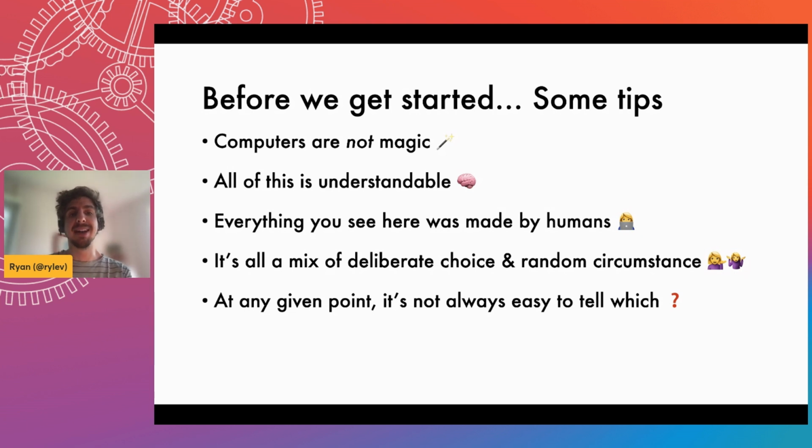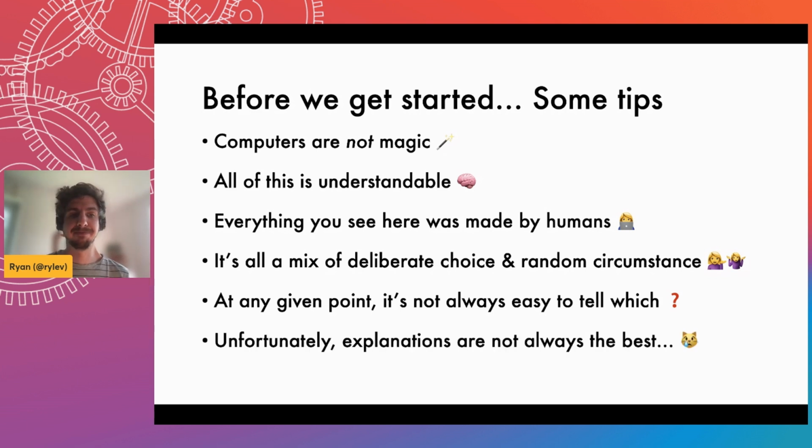At any given point, it's not always easy to tell which between deliberate choice and random circumstance a given decision might be. And unfortunately, out there in the world, some explanations are not always the best. So just because you don't understand something doesn't mean that you're not smart enough. It might be that the person just doesn't want to explain it very well. So don't give up.